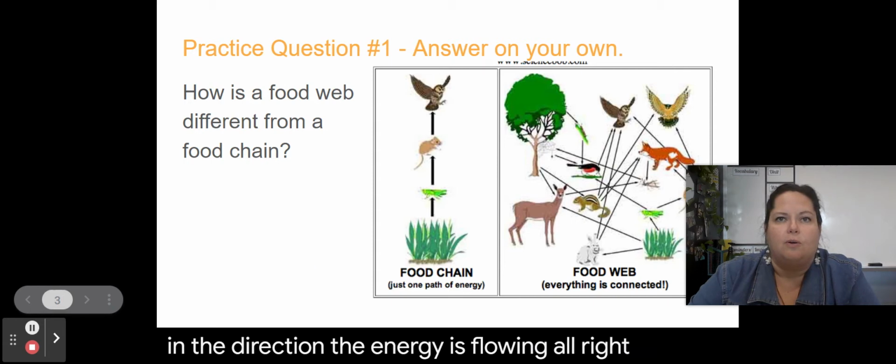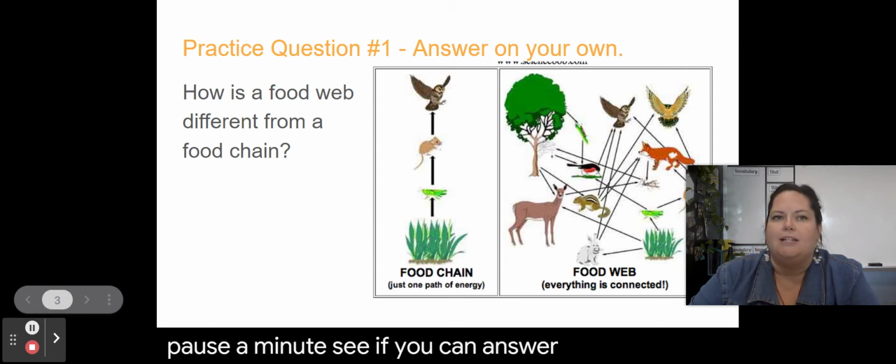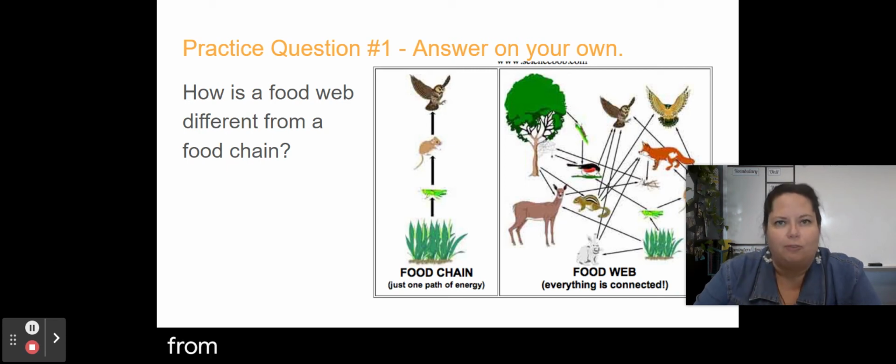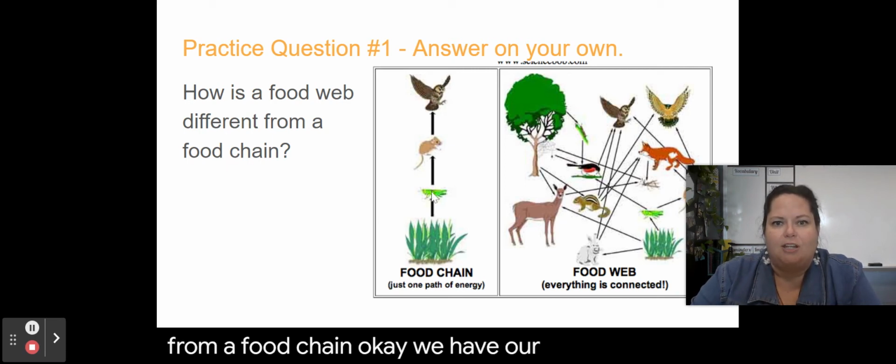All right, so pause a minute, see if you can answer practice question number 1. How is a food web different from a food chain? We have our image here of a food chain and our image of a food web.